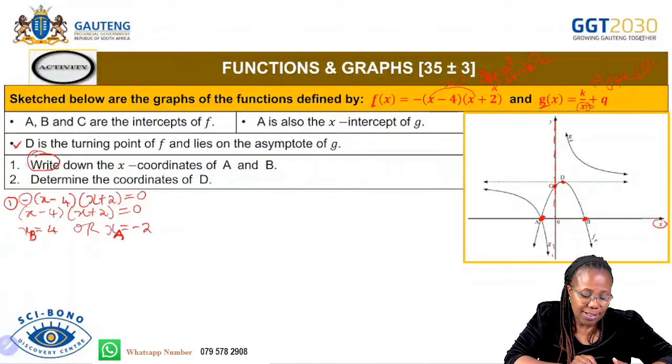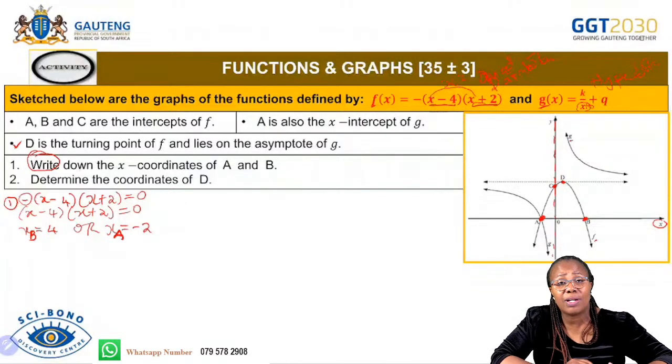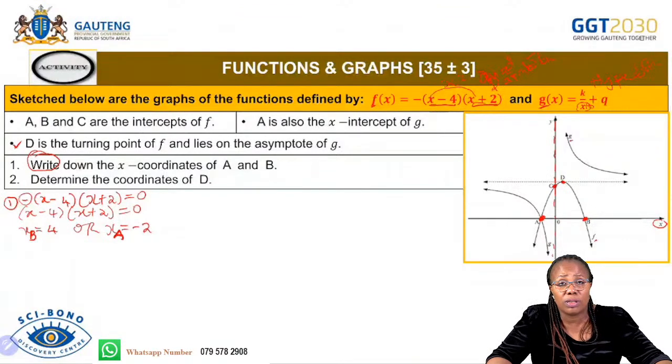So that is why they say write, because learners can see from that this is x equal to 4 and x equal to -2 without doing any calculations. Okay.